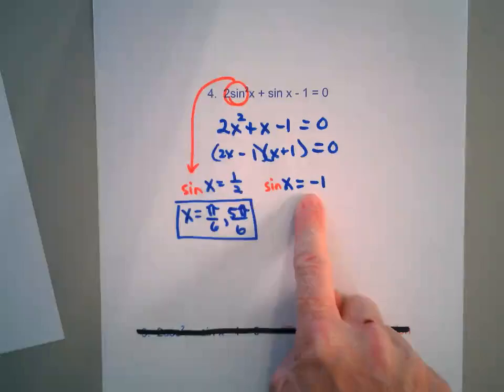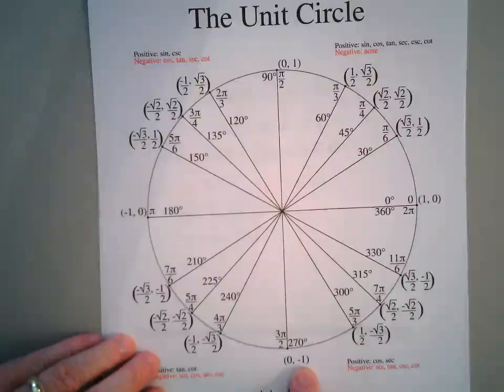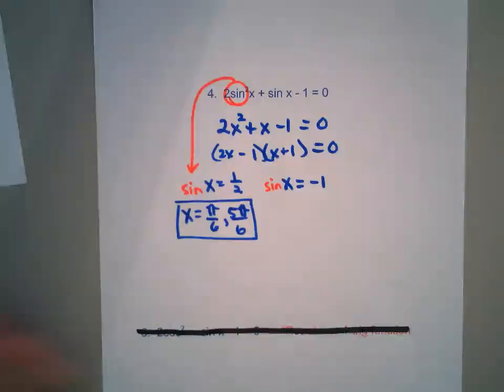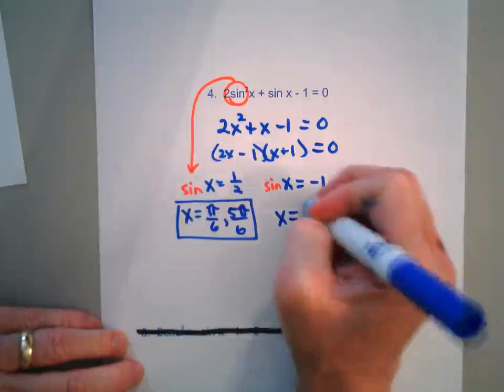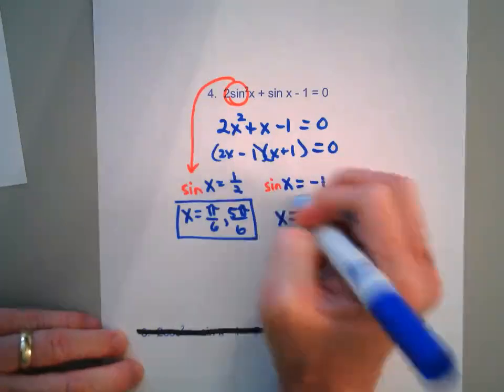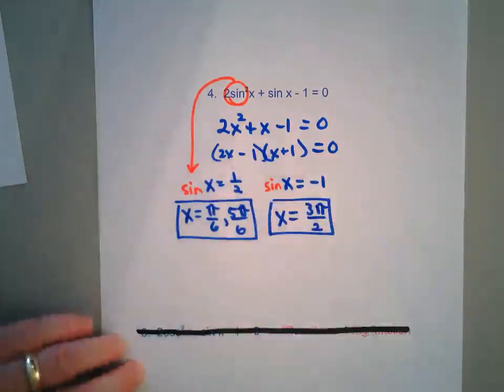Now, where is the y value -1? So -1 right here, that's 3 pi over 2. X equals 3 pi over 2. Again, good algebraic solving skills and understanding the unit circle, you should be fine. 2 more and we'll be done. Moving right along.